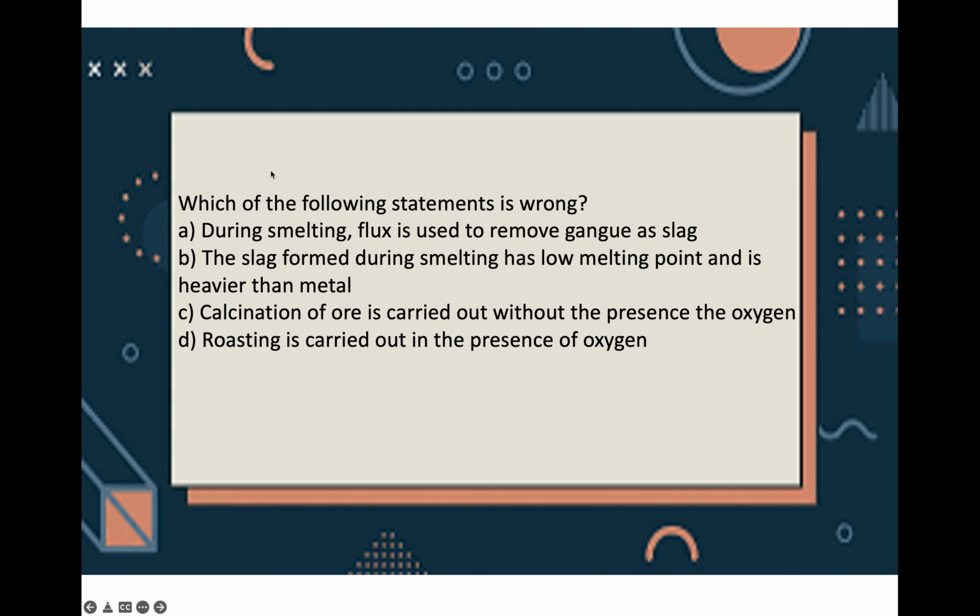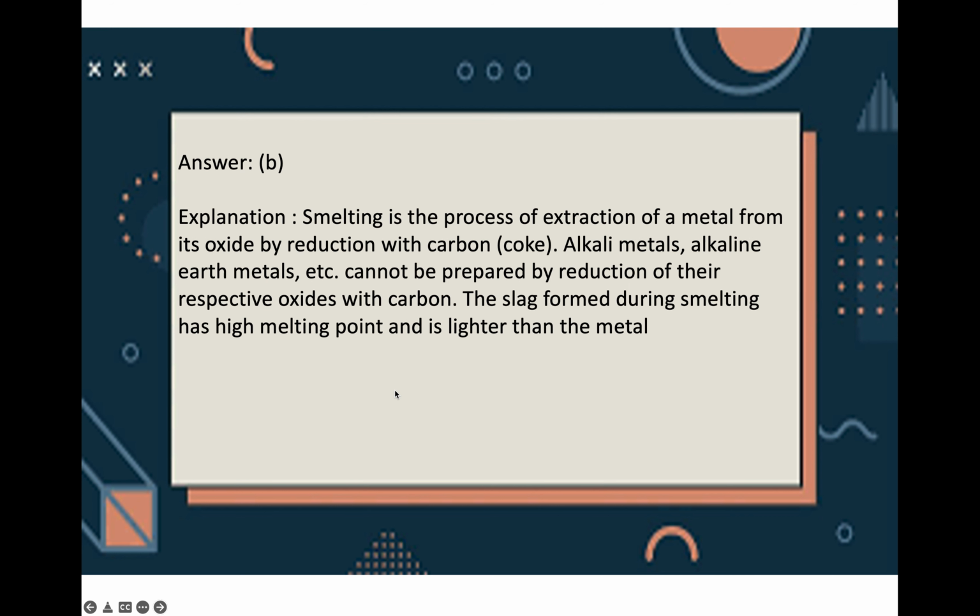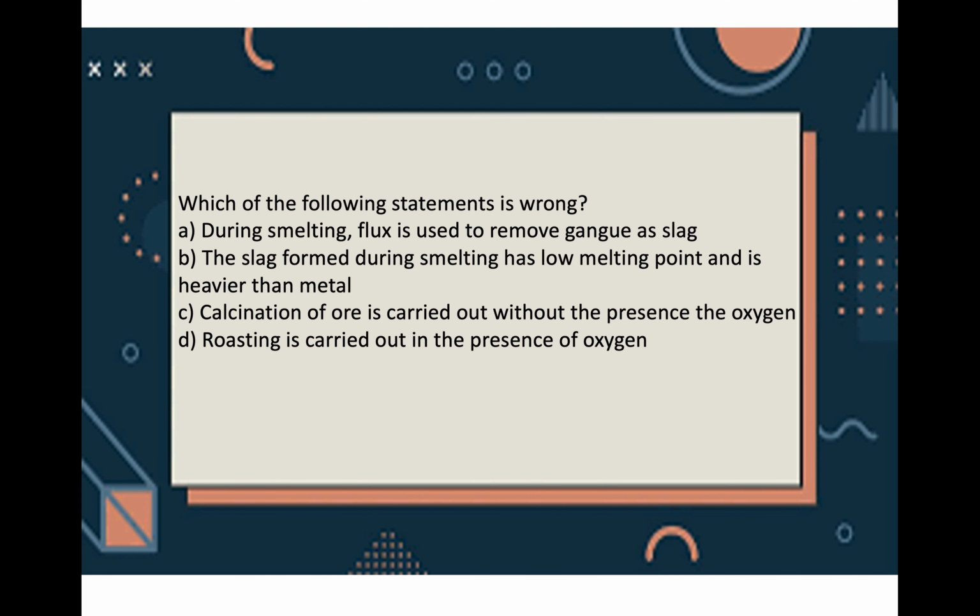Okay, now next question. Which of the following statements is wrong? Wrong. Okay, just notice it. Most of the students never notice what is given properly in the question. Okay, so 3 are right and 1 choice is wrong. So A, during smelting, flux is used to remove gangue as slag. Then B, the slag formed during the smelting has low melting point and it's heavier than the metal. And C, calcination of ore is carried out without the presence of oxygen. D, roasting is carried out in the presence of oxygen. Okay, so what is the correct choice? It is option B, the slag formed during smelting has low melting point and is heavier than metal.